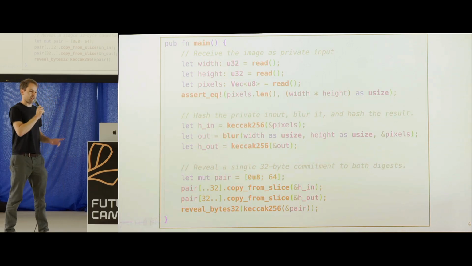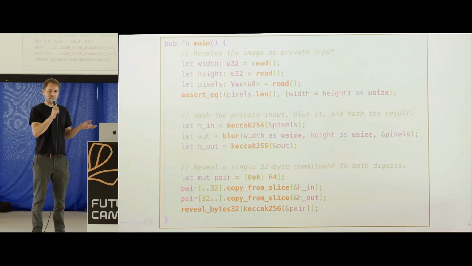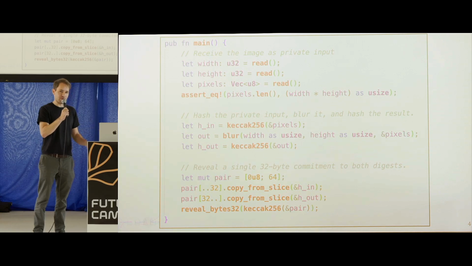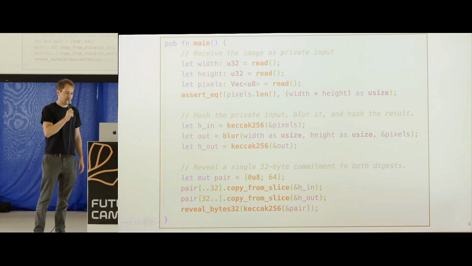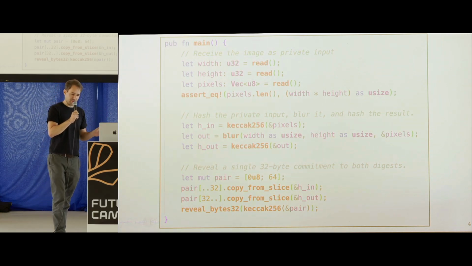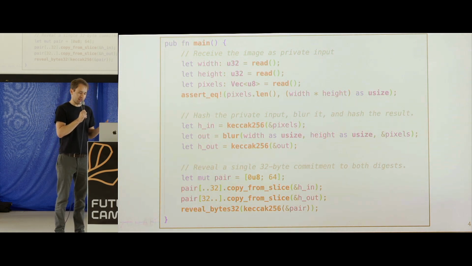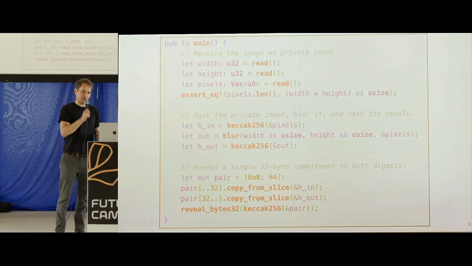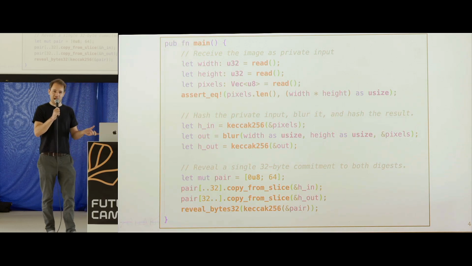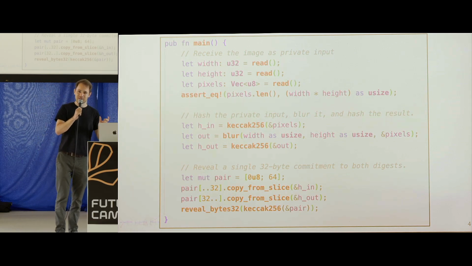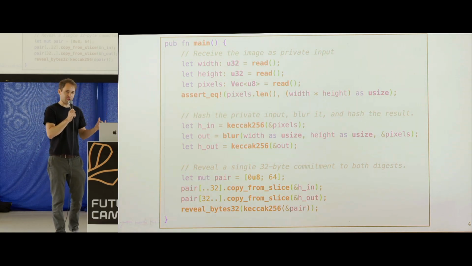The first few lines are just receiving the image as private input to the zk proof. And then we hash the input, we blur it, and we hash the output. And in the last block, we publish the two hashes as public outputs of the zk proof. And so again, this establishes a link between the two hashes, basically proving that they correspond to two images, and the relationship between them is that one is a blurred version of the input image.